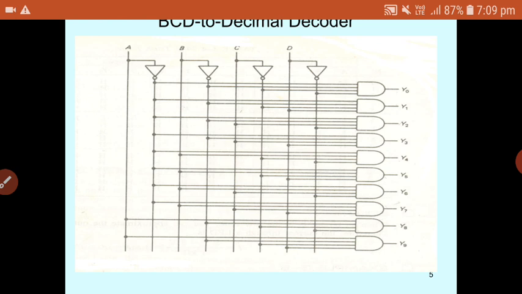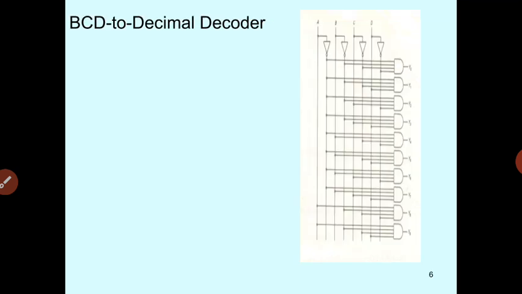So this is the simple realization of BCD to decimal decoder circuit with the help of logic gates. For this realization, how many AND gates are used? A total of 10 AND gates are used, and all the AND gates used here are 4 input AND gates only. Okay, so this is the simple realization of BCD to decimal decoder.